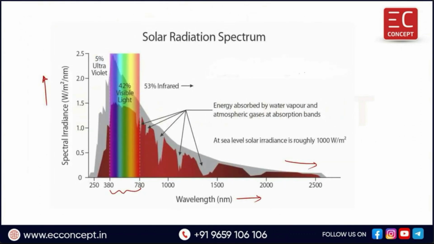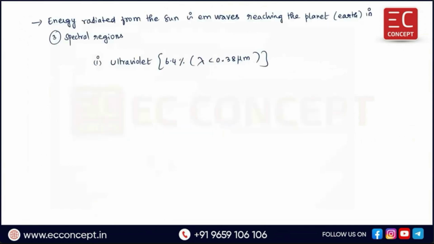That is wavelength less than 0.38, not 3.8. Actually it is given in terms of nanometer, but if a question asks in micrometer, a wavelength less than 0.38 micrometer is nothing but ultraviolet rays only. So it constitutes around 6.8% for us. Okay, next.